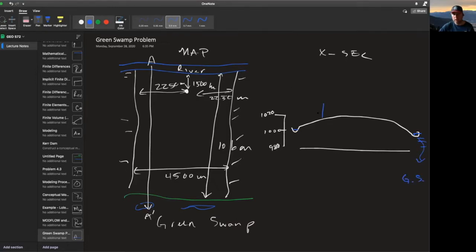All right, and then we had constant recharge of a millimeter a day. The hydraulic conductivity here was 50 meters per day. Okay, I think we got most of what we need. So let's think about what packages we're going to use to turn this conceptual model into a numerical model.